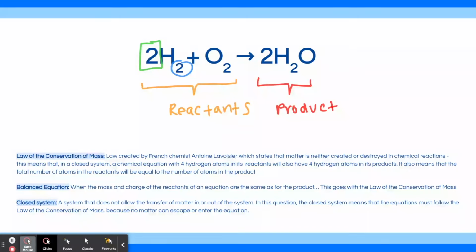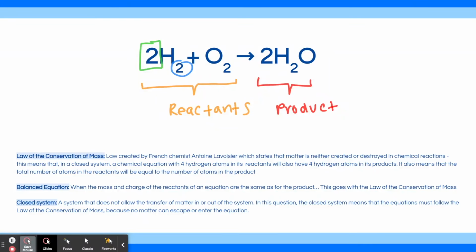It also means that the total number of atoms in the reactants will be equal to the number of atoms in the product. A balanced equation is when the mass and charge of the reactants of an equation are the same as for the product. This goes with the law of conservation of mass. And lastly, a closed system is a system that does not allow the transfer of matter in or out of the system. In this question, the statement that it's a closed system means that the equations must follow the law of the conservation of mass, because no matter can escape or enter the equation.